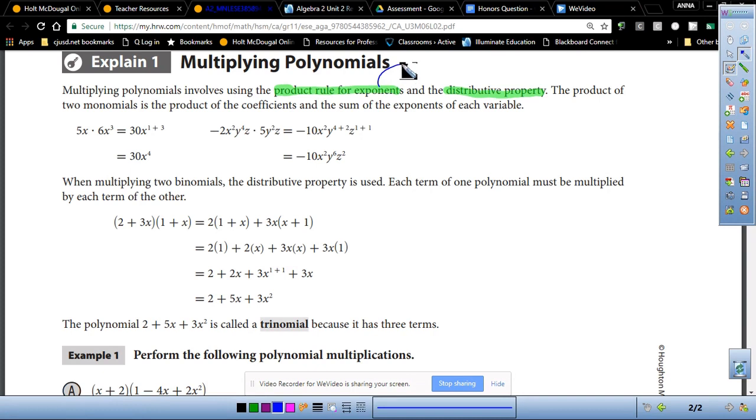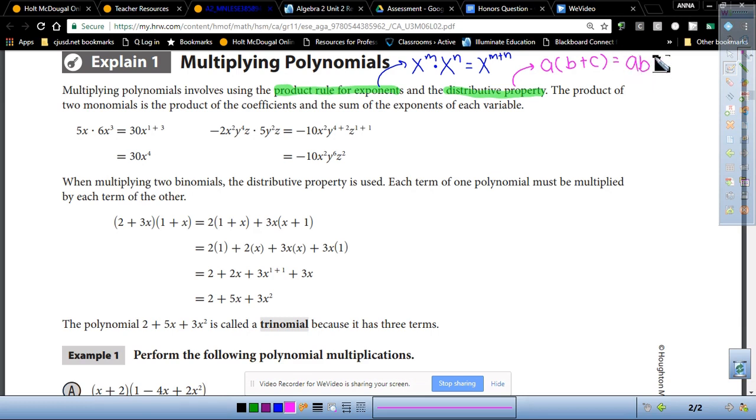The product rule for exponents tells me that if I have the same base being multiplied together, so notice here my base is x, then I'm going to add those exponents together. So the only time our exponents get bigger is if we multiply the bases. Then we're going to add the exponents. The distributive property tells me that if I have something in front of a quantity in parentheses, then it's going to multiply by every item inside those parentheses.